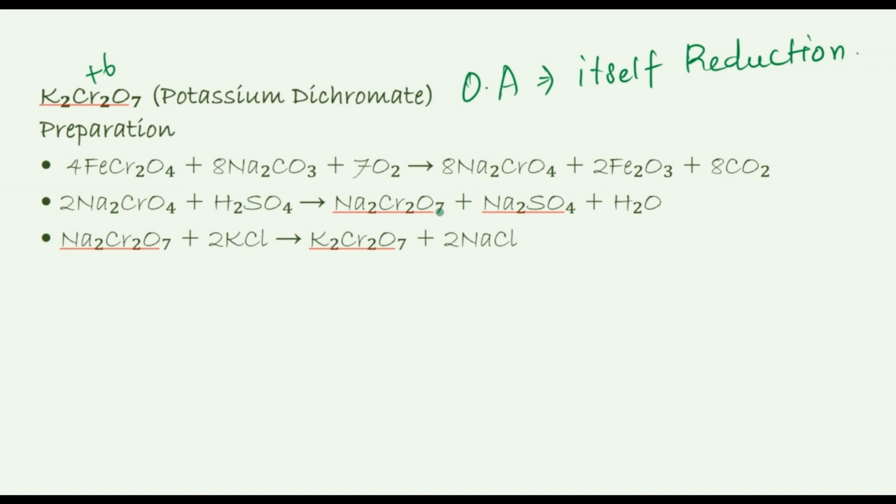The preparation starts from using iron chromate compound to produce sodium chromate, Fe2O3 and carbon dioxide. If I take sodium chromate with H2SO4, it gives sodium dichromate, and the dichromate with KCl gives us potassium dichromate. Potassium dichromate is a bright orange color, which you can easily see in your lab.